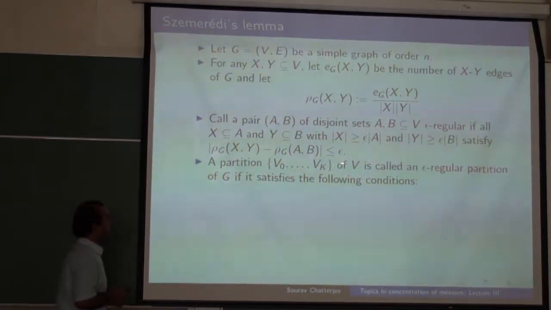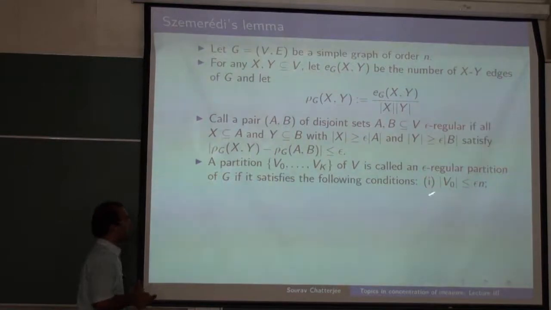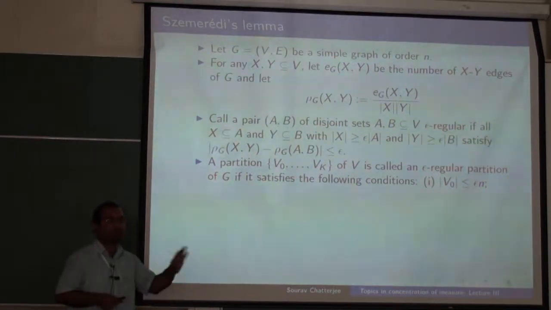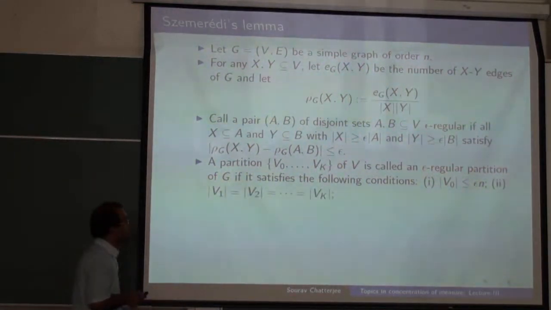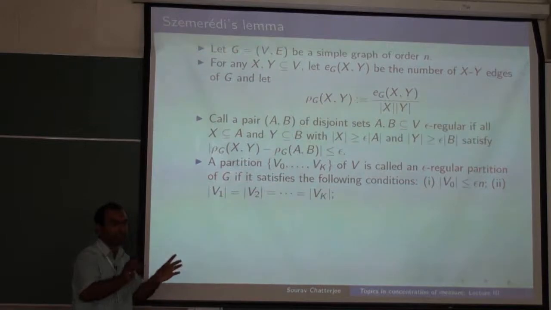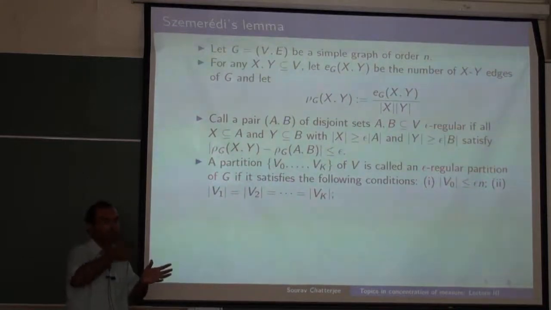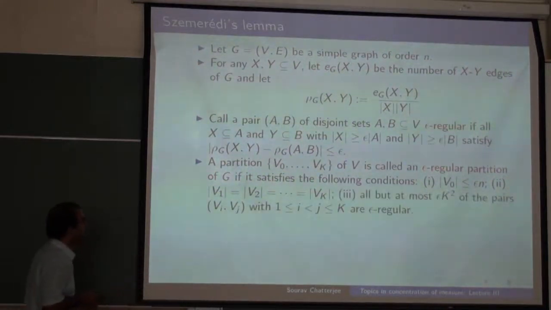Now, a partition of the vertex set is called an epsilon regular partition if it satisfies three conditions. First, the size of V0 is pretty small, so it's an exceptional set with bad properties. Everything else is of equal size, okay? So it's not as if something is large and something is small. It's basically dividing into k parts, and there's one little part that you're throwing out. Other than that, you divide into k equal parts.